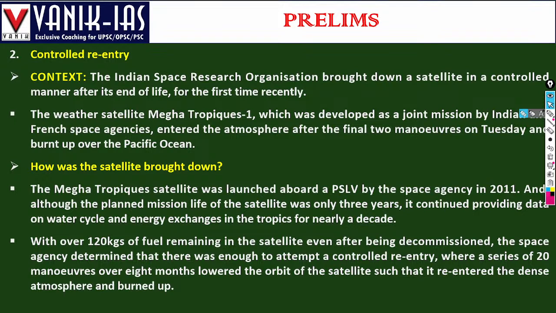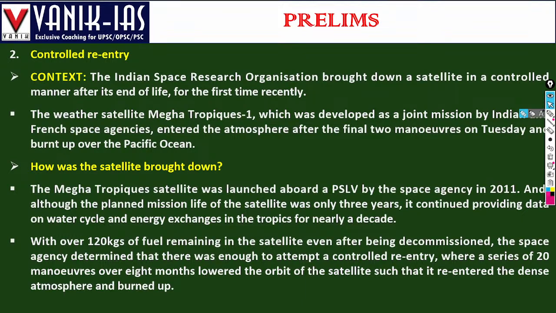Okay, so ISRO, the Indian Space Research Organisation, brought down a satellite in a controlled manner after its end of life for the first time recently. The weather satellite Megha-Tropiques-1, which was developed as a joint mission by India and the French space agency, entered the atmosphere after the final two maneuvers on Tuesday and burned up over the Pacific Ocean.